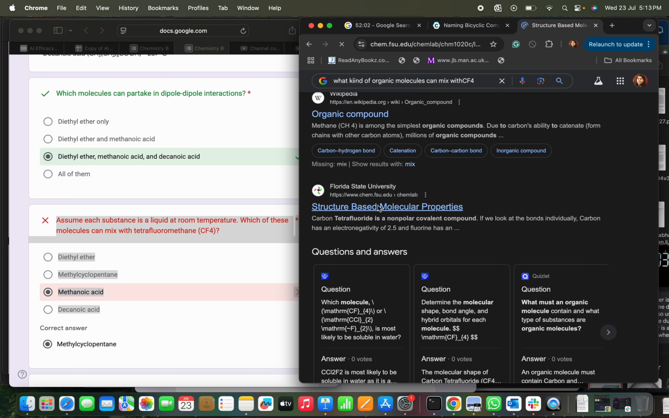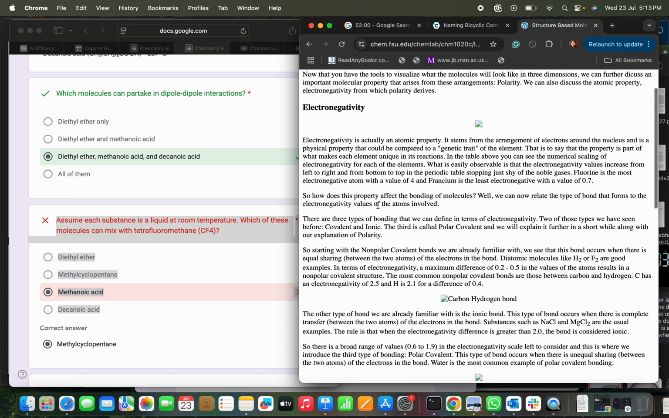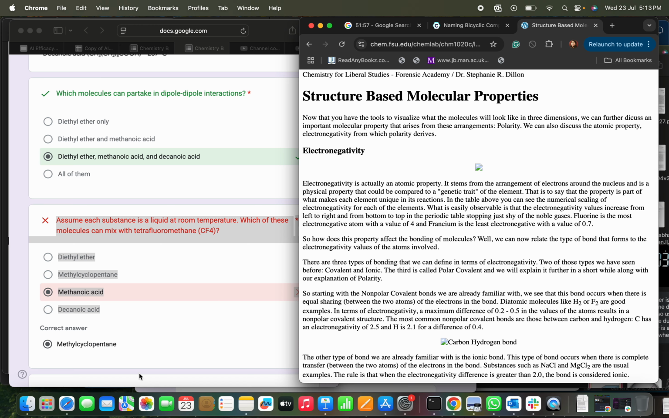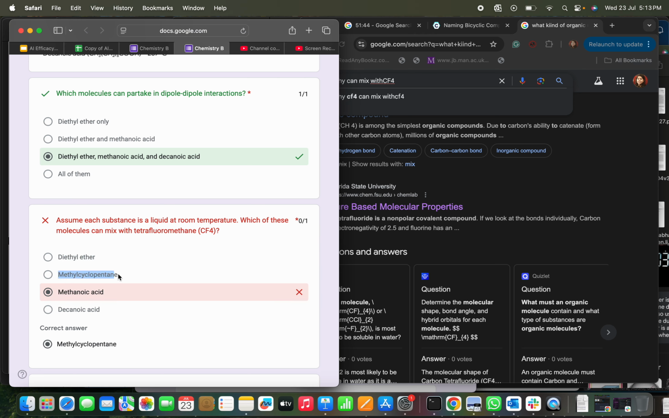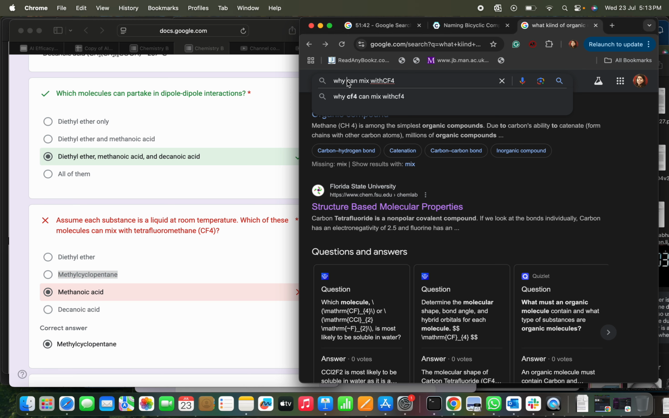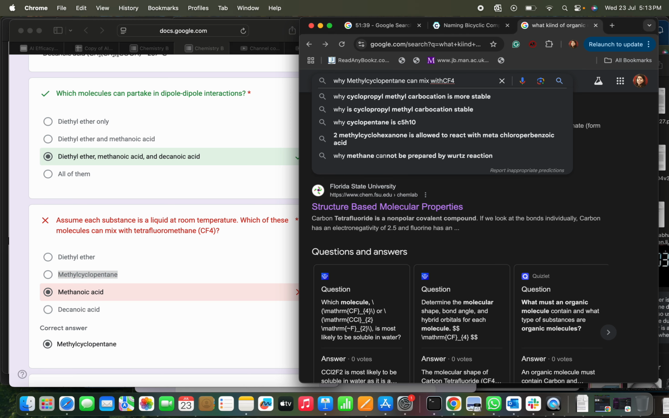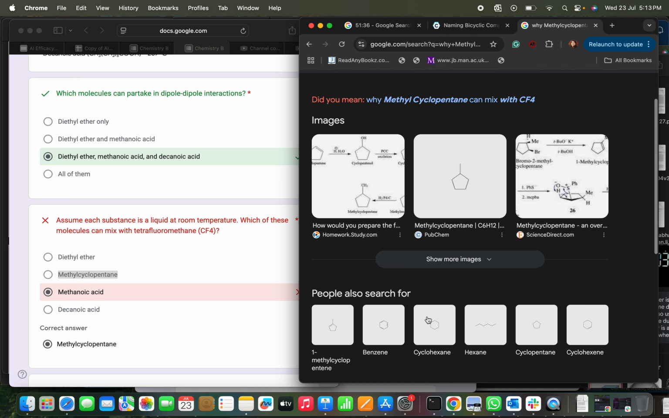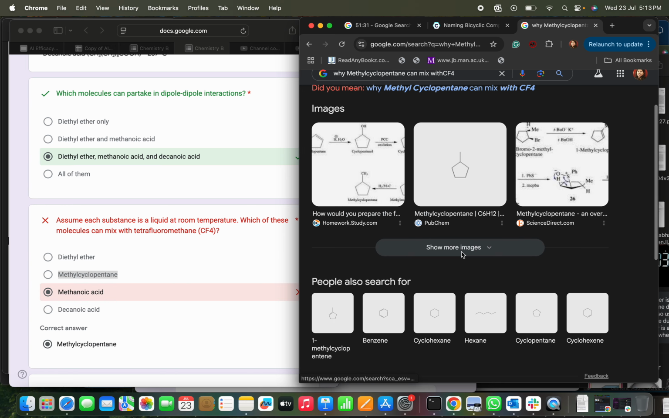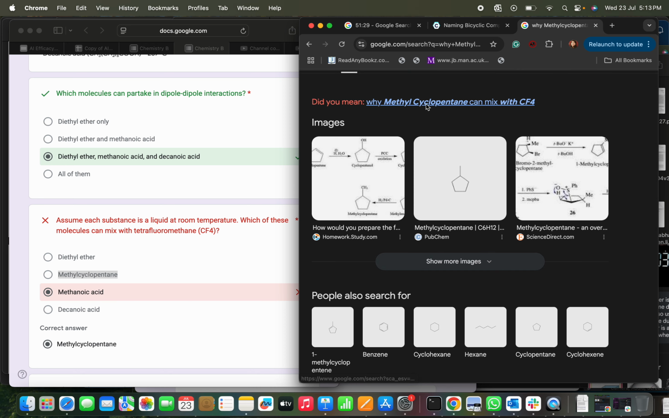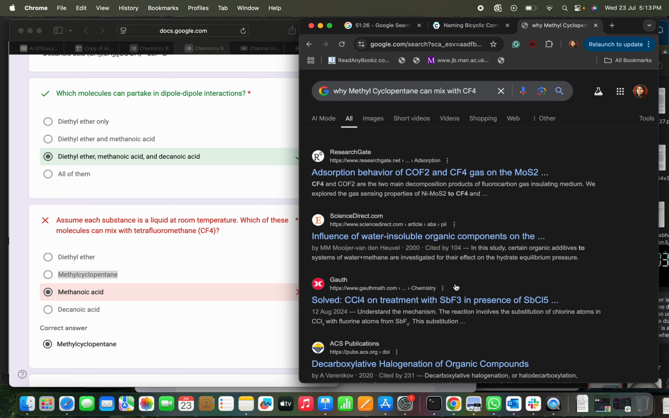I'll go with this page. I hope it'll tell me something about the nature of the bonds here that will help us. Twice methyls. Okay, let's write it like this. Can mix with CF4. This is very difficult here. I'm not finding anything. I don't want the images. I want methyl. Yes, let's go with that.